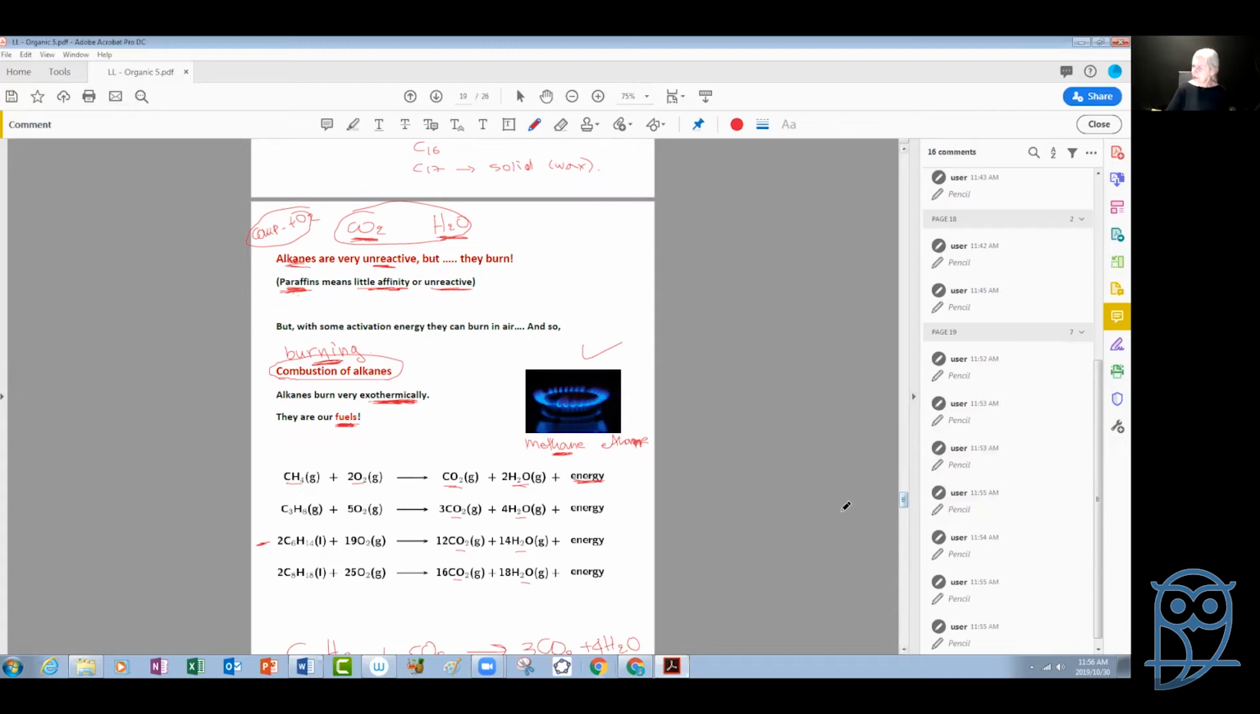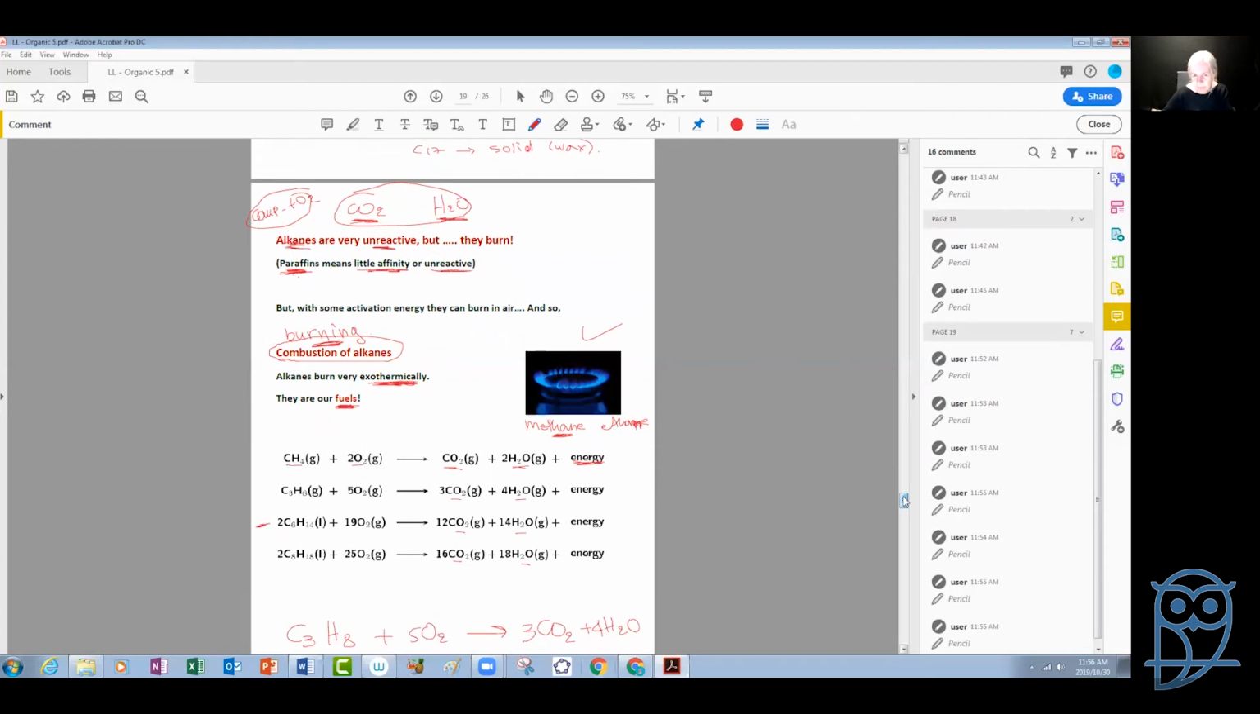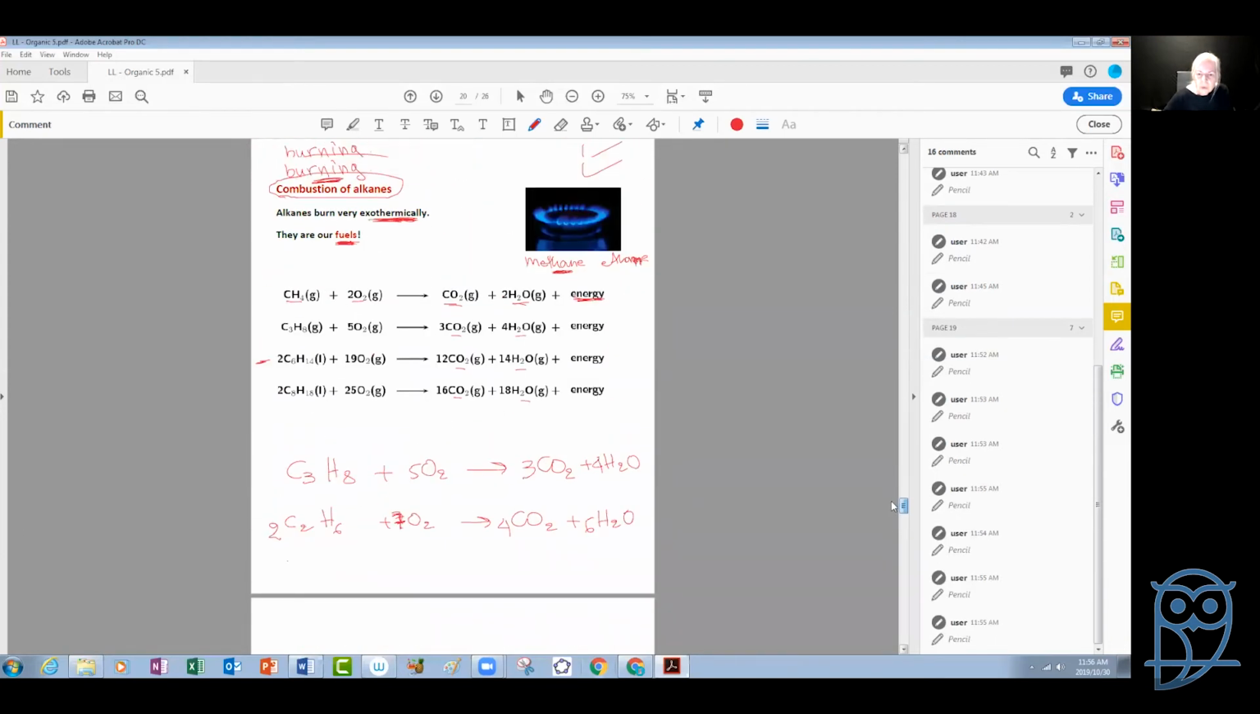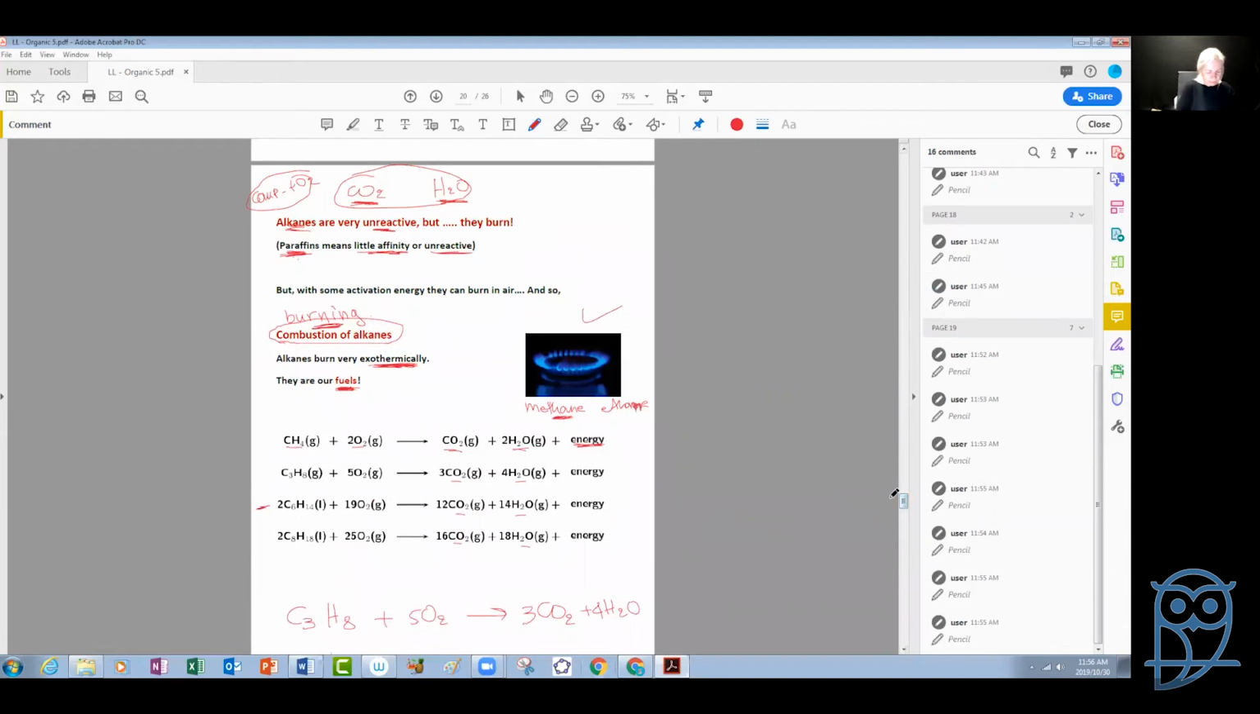Why do they emit so much energy? Because the bonds between carbon-carbon and carbon-hydrogen are quite strong bonds. So if they break, they release a lot of energy. Of course, there's another type of reaction, but it's further away in your book here. We're going to see it maybe next week.